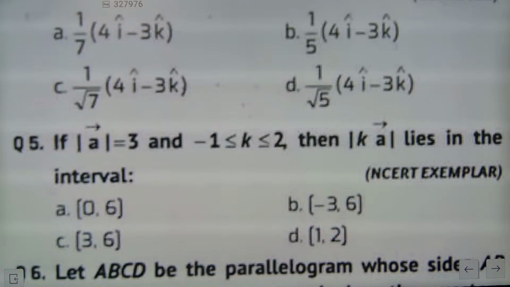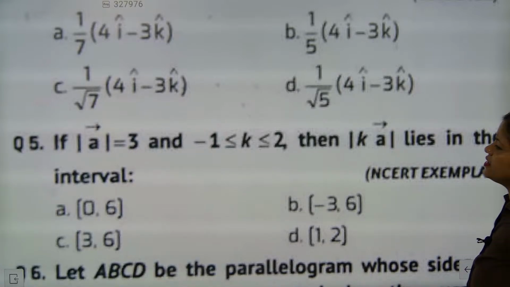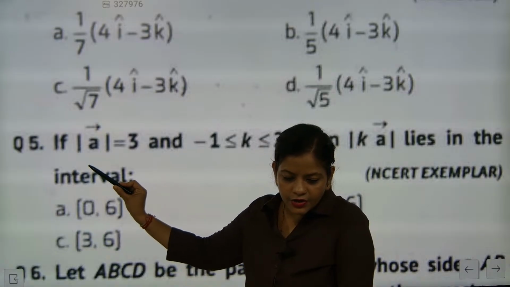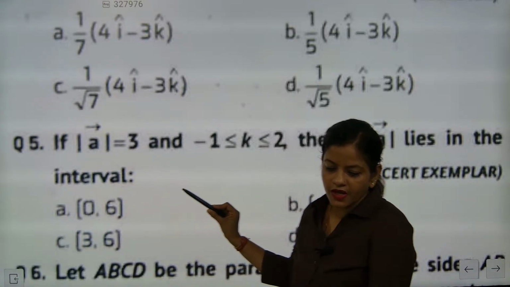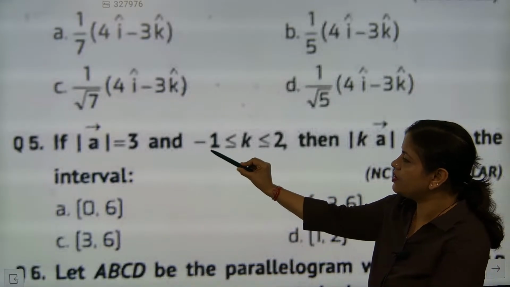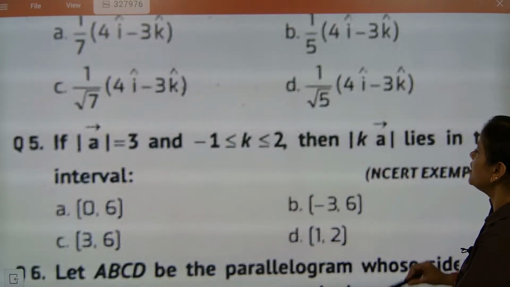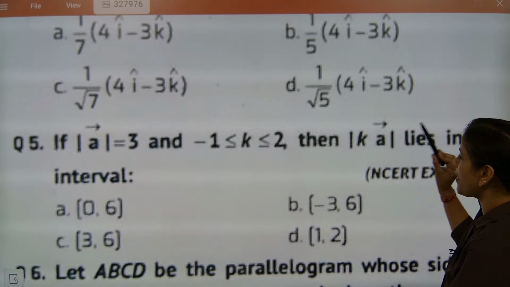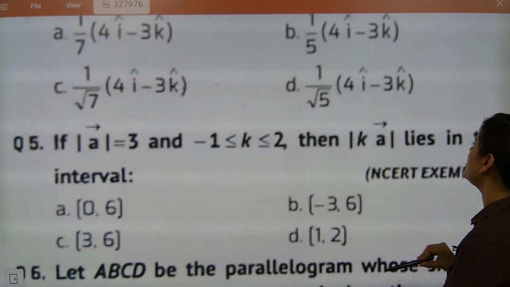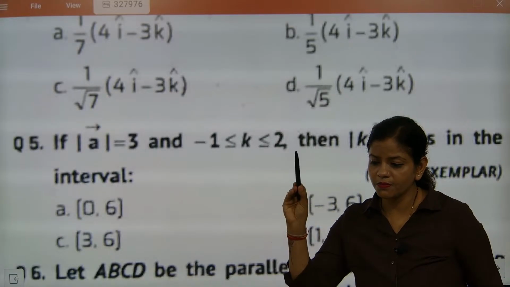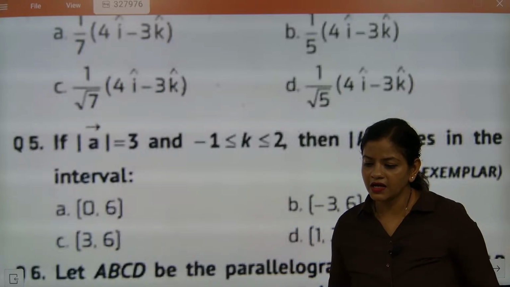Question number 5, everyone. The magnitude of a vector a is 3. Listen carefully. The magnitude of the vector is 3, and the value of k lies between -1 and 2, including -1 and 2. Then the magnitude of k times the vector lies in which interval? Very important question. Please only write the answer.